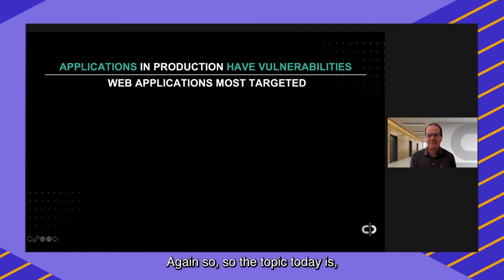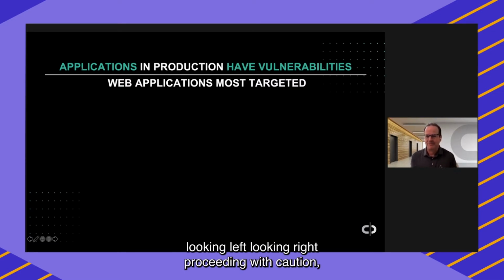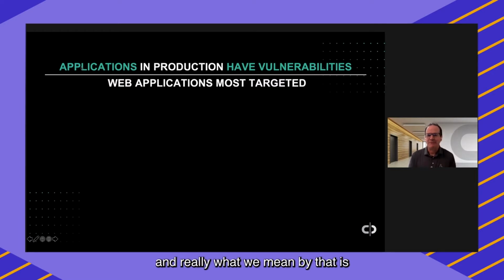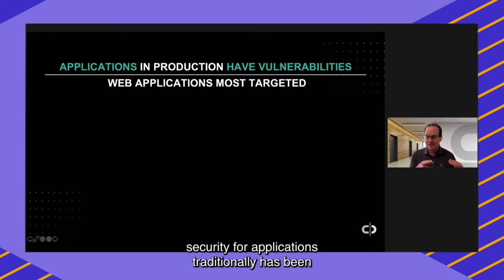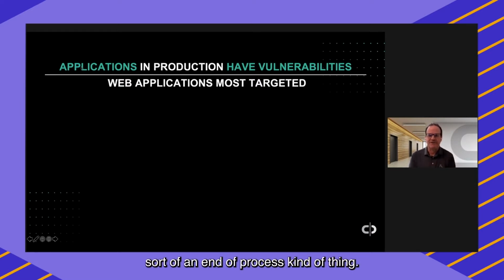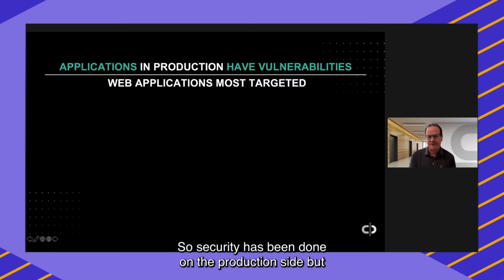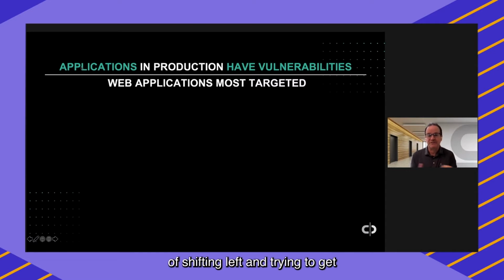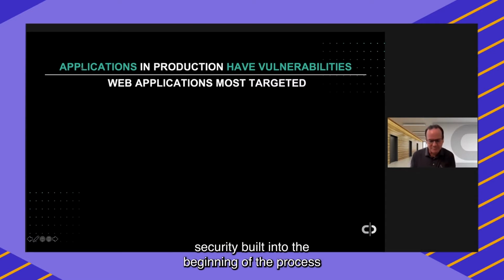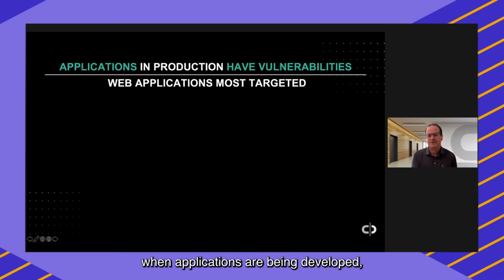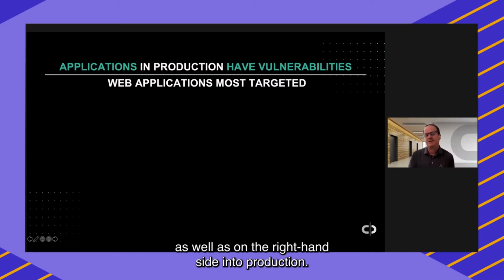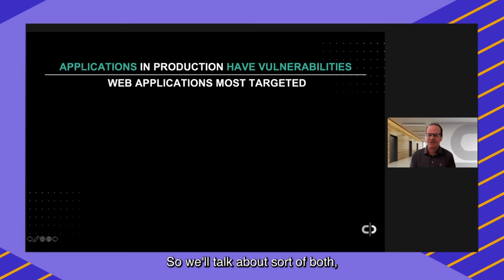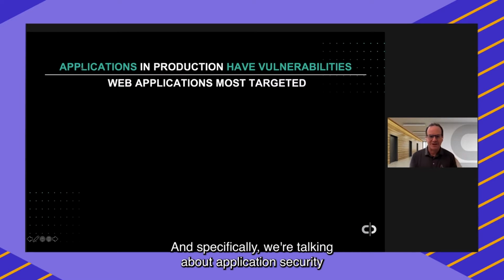The topic today is looking left, looking right, proceeding with caution. What we mean by that is security for applications traditionally has been an end of process kind of thing, done on the production side. But at Contrast, we're really big on this notion of shifting left and trying to get security built into the beginning of the process when applications are being developed, as well as on the right-hand side into production. So we'll talk about both sides of the spectrum, and specifically, application security.